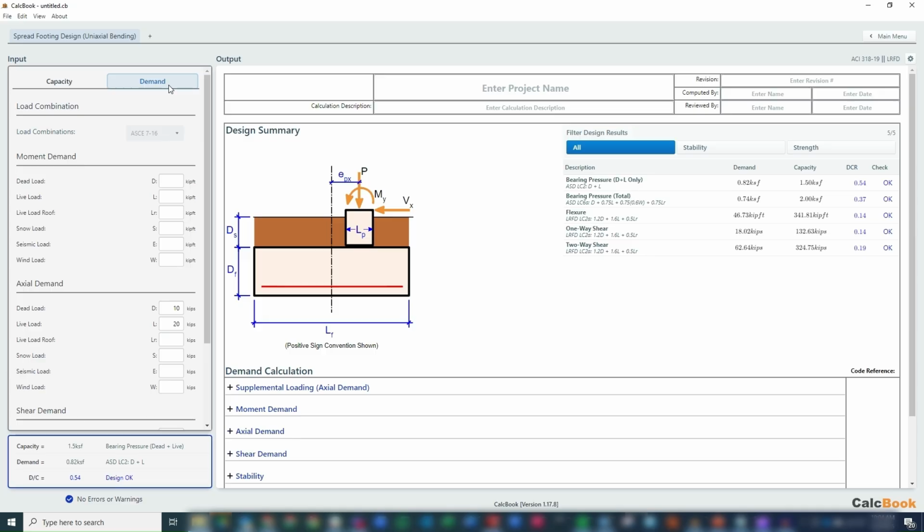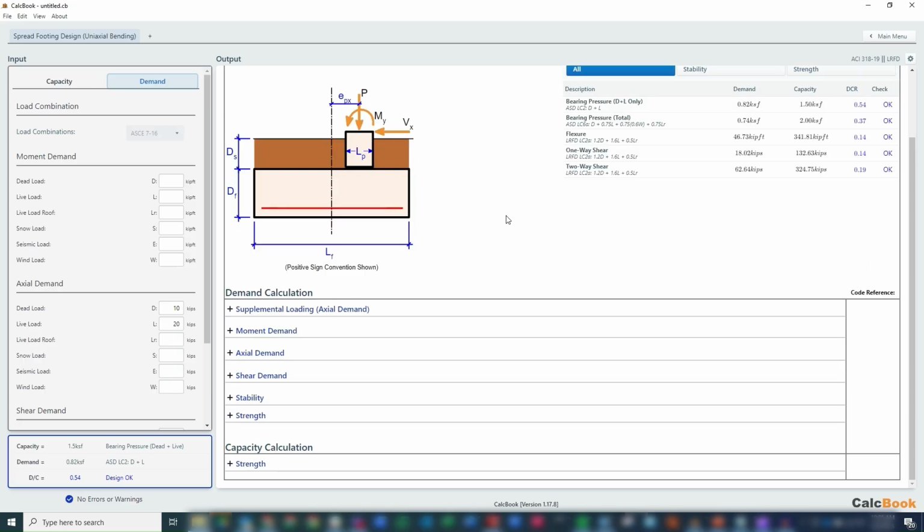We've also got our demand entered here: 10 kips of dead load, 20 kips of live load. Then we take a look at our design summary under the two-way shear row. We've got a demand of 62.64 kips and a capacity of 324.75 kips, with a DC ratio of 0.19. So let's jump into the design and take a look at some of these things.